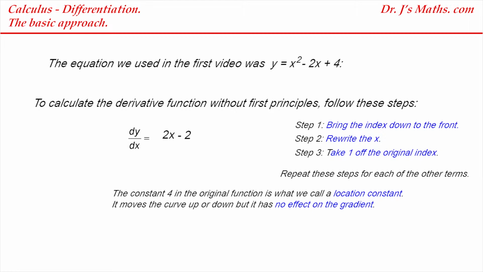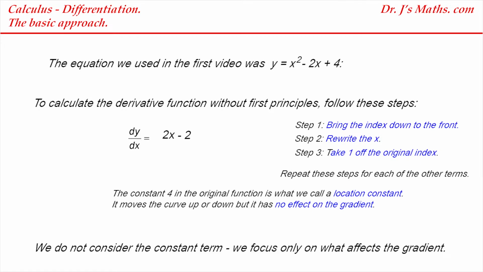The 4 that is at the end is a constant in the original function, so it's what we call a location constant. It simply moves the curve up or down, but it has no effect at all on the gradient. So we will never, in differentiation, consider the constant term. We only focus on what affects the gradient.